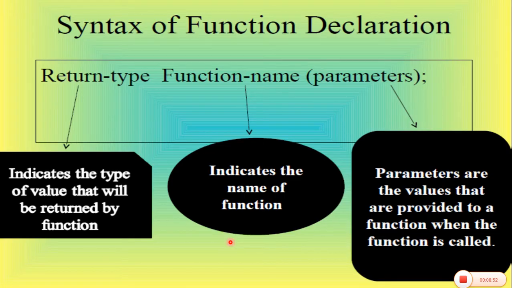Here you can see the syntax of function declaration. Return type indicates the type of value that will be returned by the function. Then the function name, indicating the problem. If you are making a function for calculating sum, the function name should indicate that this function is related to that specific problem. And inside the parentheses, parameters are the values that are provided to the function when the function is called. So these values are given to the function. This is the syntax of function declaration.